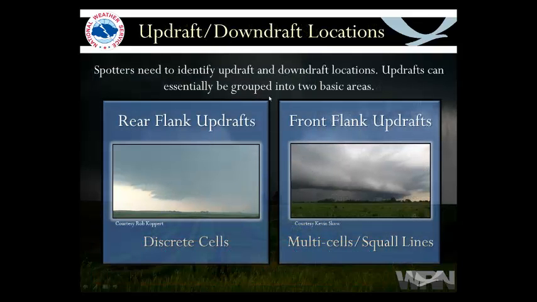As we mentioned earlier, these updrafts can come in a lot of different locations of the storm, but we've grouped them into two basic areas, and spotters need to identify these updrafts and downdrafts, and we can group them into rear flank updrafts and forward flank updrafts. The rear flank updrafts are often more discrete or individual cells, while the forward flank updrafts often occur in multi-cell squall lines or systems such as that, or possibly even a high precipitation supercell.